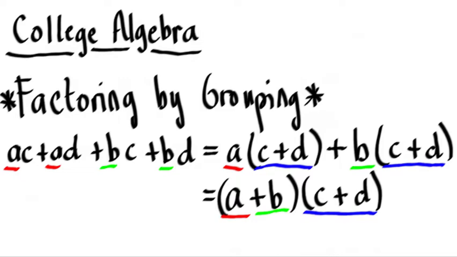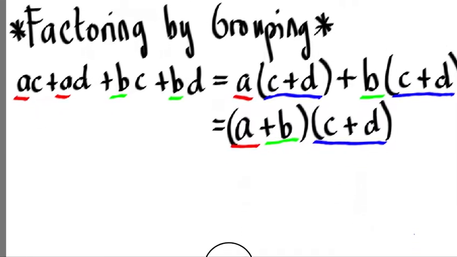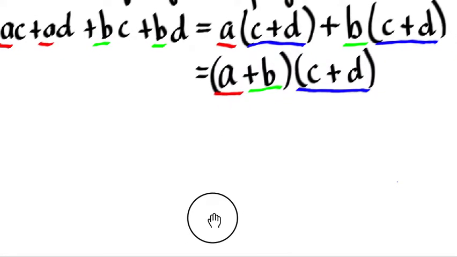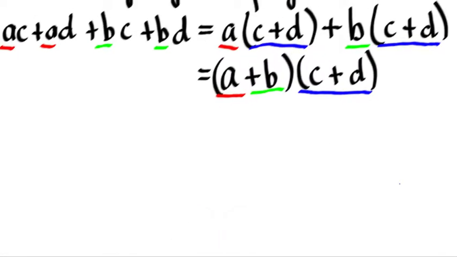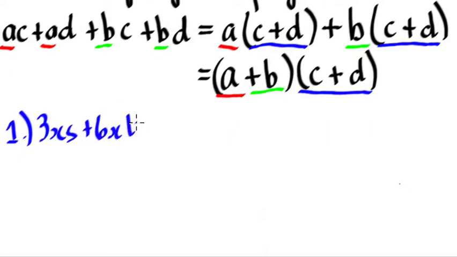Okay, so I hope you got how it is being done. I'm going to give you one example for that, so let's put it there so that you can see. As an example for number one, say we have 3xs plus 6xt minus ys minus 2yt. So what are we going to do here?